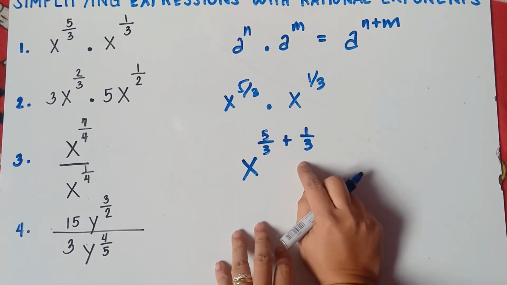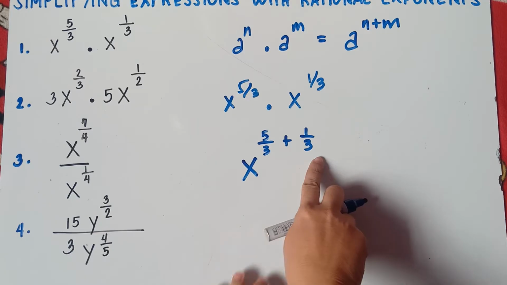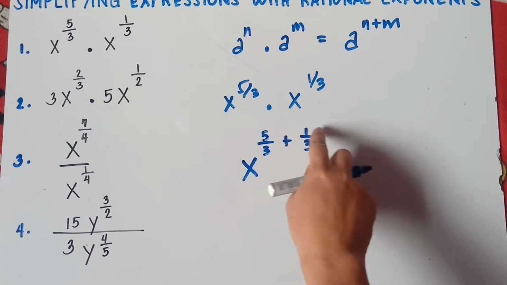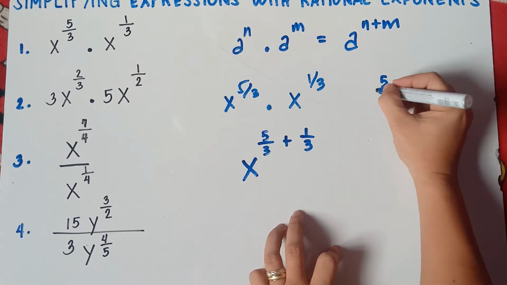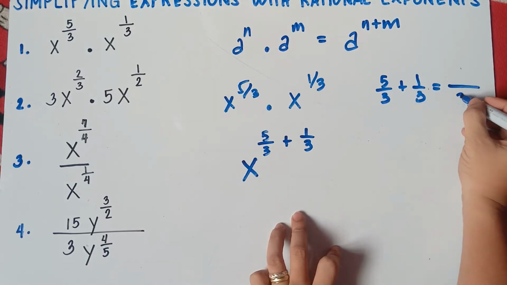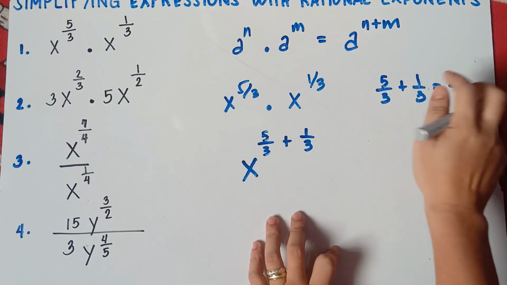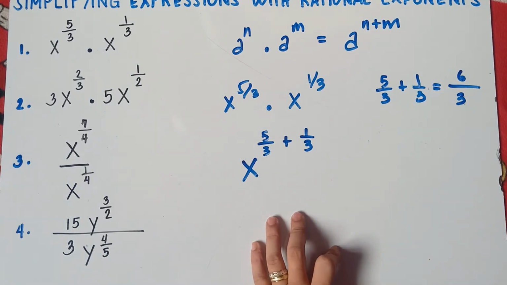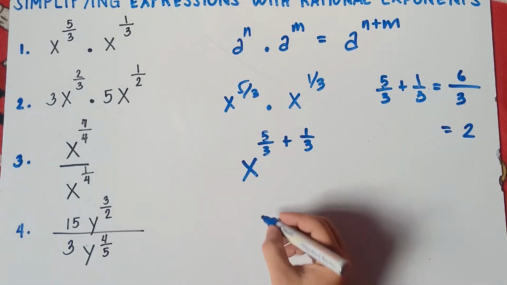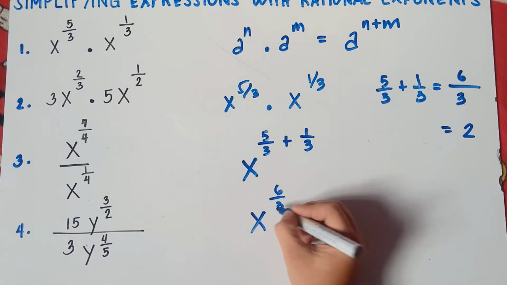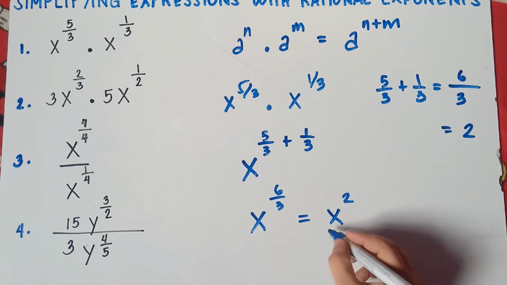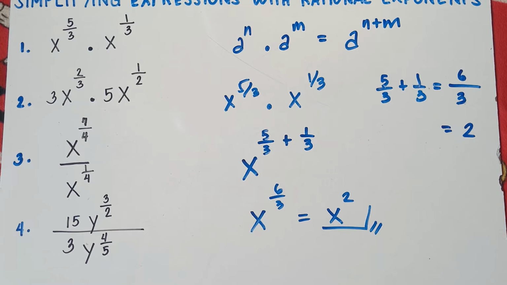For 5/3 plus 1/3, since they have the same denominators, according to the rules of fractions, copy the denominator, then add the numerators. 5 plus 1 is 6. Can we divide, class, 6 by 3? Yep, 6 divided by 3 is 2. So this will be x raised to the power of 6/3, which is x raised to the power of 6 divided by 3, that is 2. Therefore, our answer for number 1 is x squared.